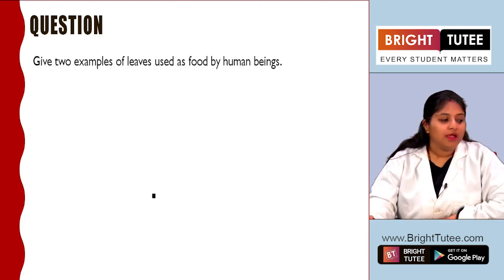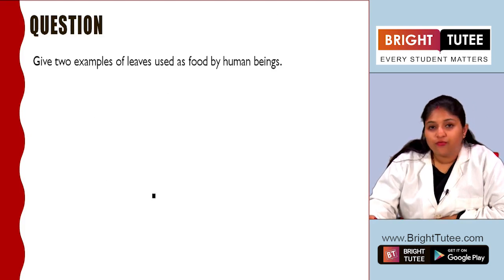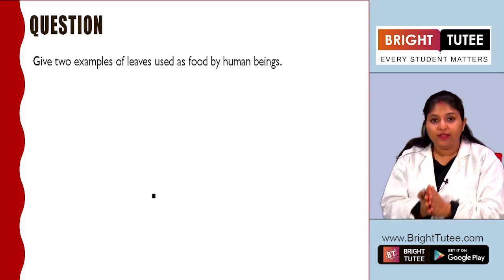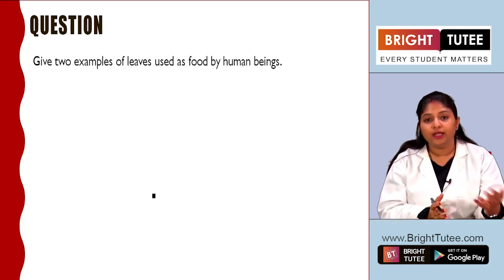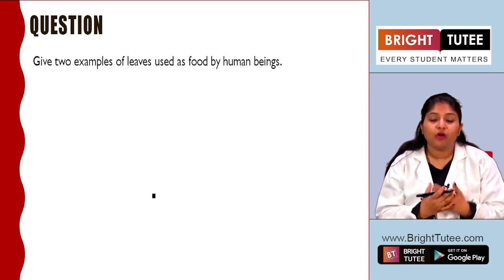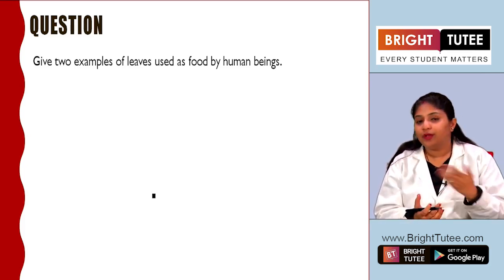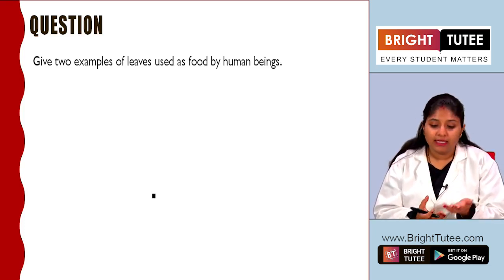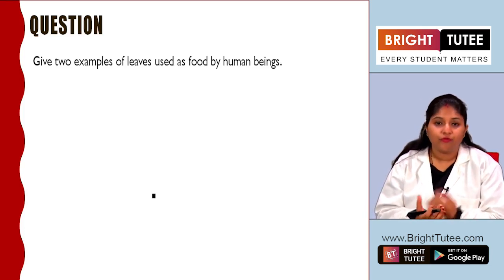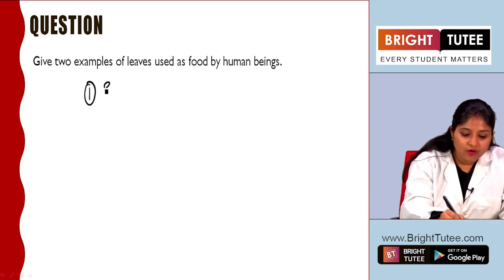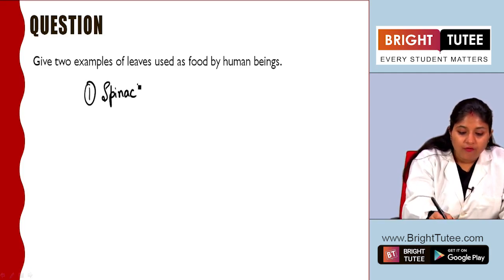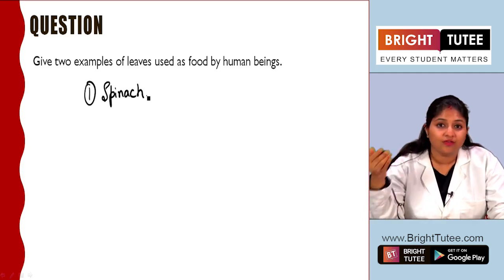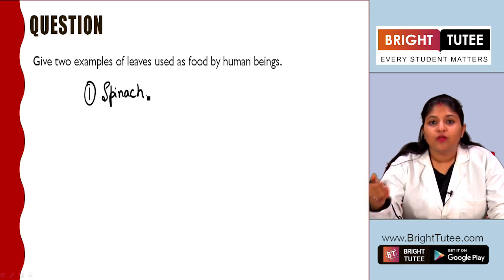Next, give two examples of leaves used as food by human beings. If you ask your mother, you must have seen that she insists every time that you eat green leafy vegetables because they have lots of vitamins and minerals. She will be able to tell you the different examples of leaves that we eat as food. The first example is spinach. This is one of the major foods a person is asked to eat because it is rich in minerals and a good source of iron.